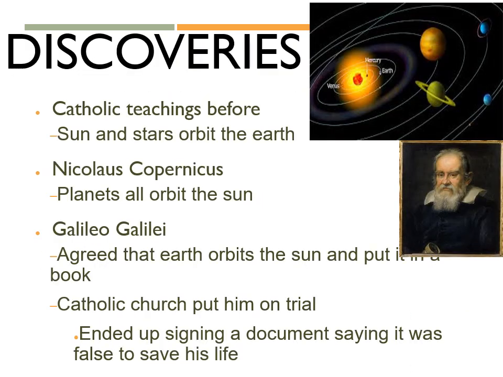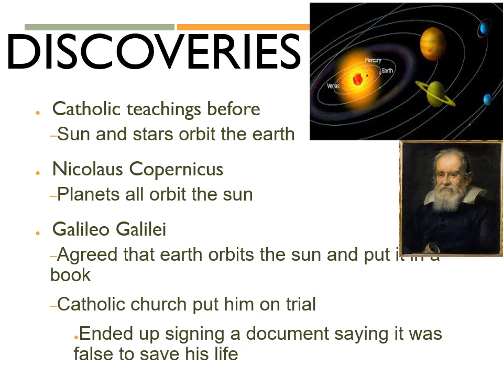Before the scientific method, the main way of figuring out what was happening in science and in the earth was from the Catholic teachings, what the Catholic Church was teaching. And these medieval scientists from the Catholic teachings were saying what they thought was that the sun and the stars went around the earth, that the earth was the center of the universe. It's called geocentric. And so they thought the earth was the middle and everything goes around us.